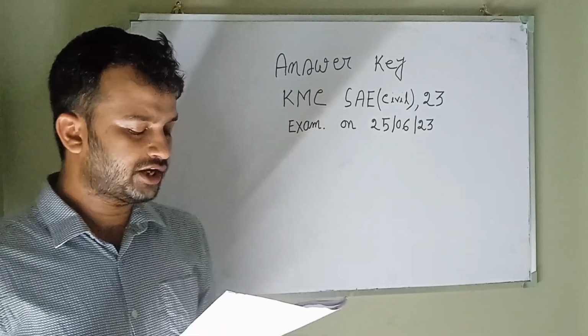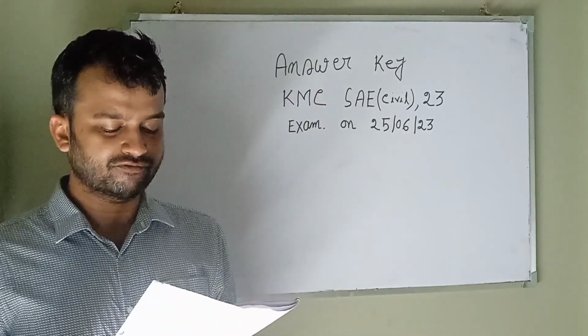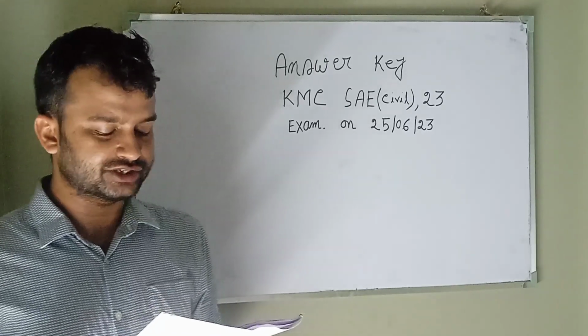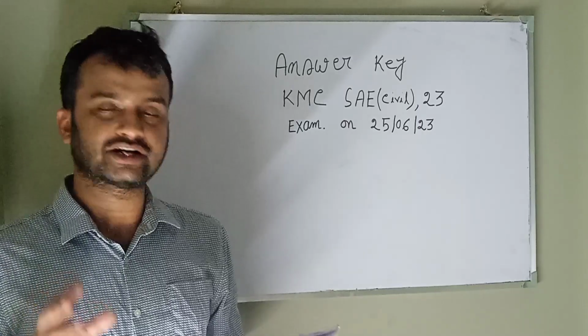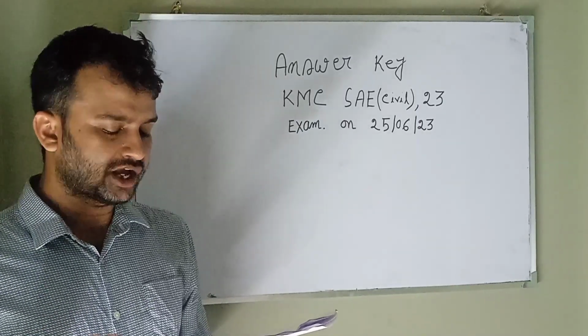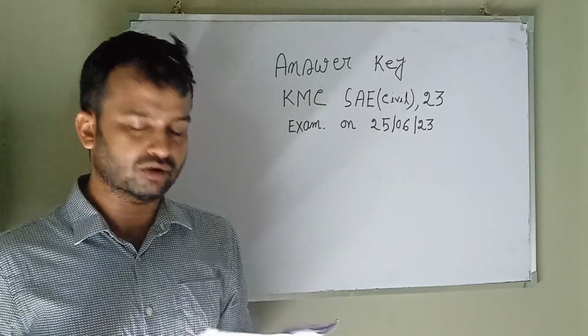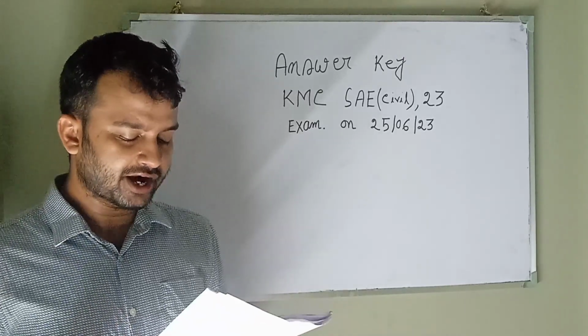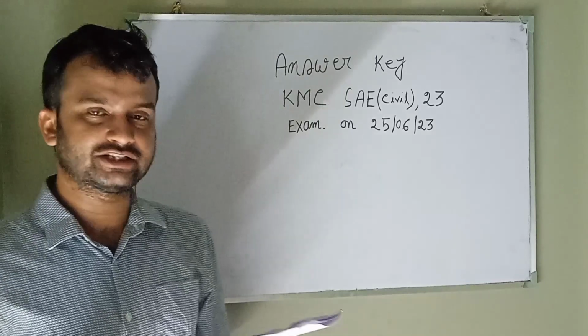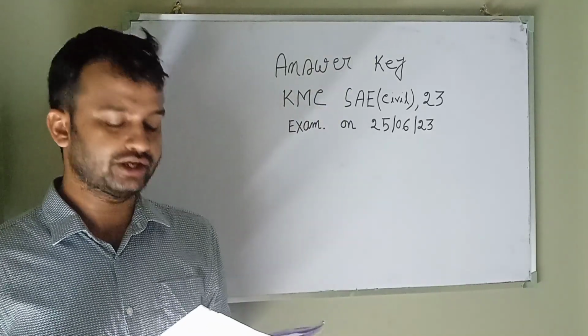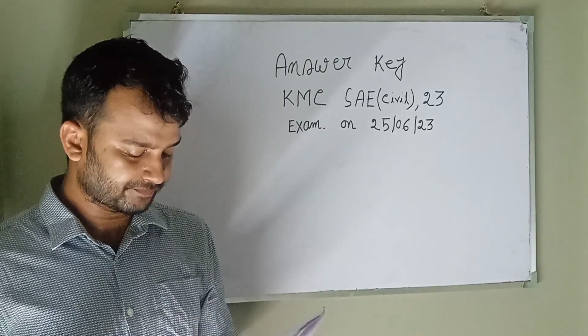Next question number 34. The characteristics of fresh and septic sewage respectively are. The correct answer is alkaline, because the characteristic of fresh sewage is always alkaline, and when it becomes septic, then the characteristic is acidic. So the correct answer is option D, alkaline and acidic.